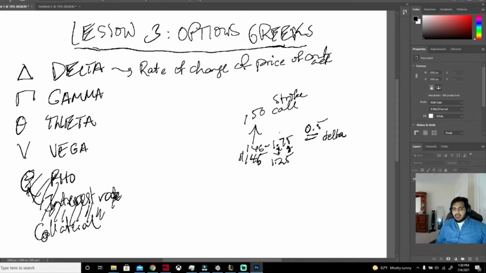Now, when it goes up one more to 147, you realize that it is going to go even higher. So instead of saying 225, it might go to 235. And you're like, well, the delta changed from 0.5 to 0.6. And why did the delta change to 0.6?